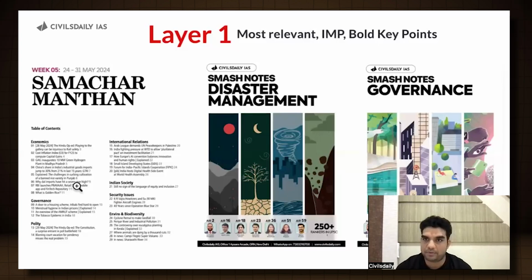That is why you should be making layer 5 notes. Why you should be able to sum up everything in one topic, one headline, etc. So that you can find it. Now let's say under polity, point 14, blaming court vacation for pendency misses the real problem. If a lot of cases are pending in the judiciary and you have to use it in a question, you have no idea what to write here.